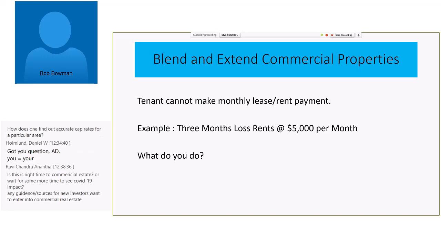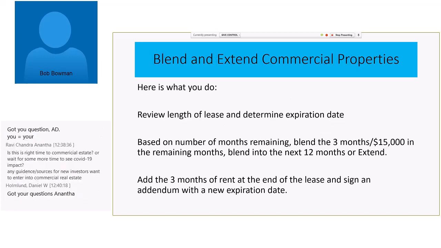So what am I going to do about it? The thing that we do is I have to make a decision whether I'm going to blend that $15,000 or I'm going to extend it out. So the first thing I'm going to do here is I'm going to review the length of the lease and determine the expiration date.